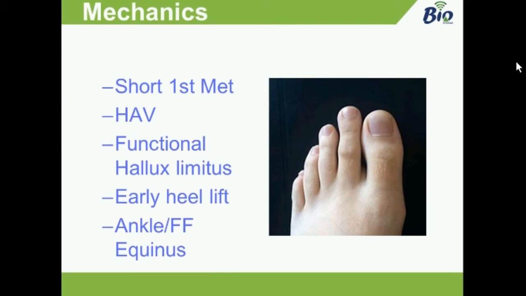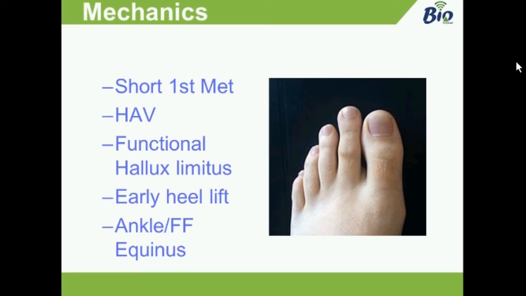So here are some of the mechanics that we might see behind some of the problems, and these are what we need to address. I've got on there short first met, hallux valgus, functional hallux limitus, heel lift, ankle or forefoot equinus, and these are the things, as I say, that we need to address. Most of the time it's very easy to pick those things up from a good examination. It's very easy to see if they've got a short first met or whether they've got an HAV. But we need to look at addressing the predisposing factors here.